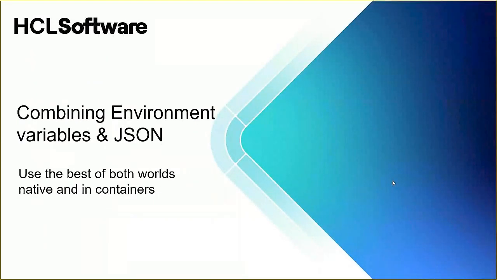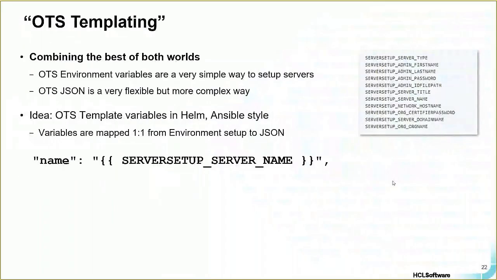Okay, so this is already pretty cool, but maybe we can do better. You don't want to always have JSON built for every server. So what about doing templates? What about combining the best of both worlds? On the one hand side, you could have a JSON format, and then you have placeholders like you have in Helm or in Ansible, where you just specify environment variables.